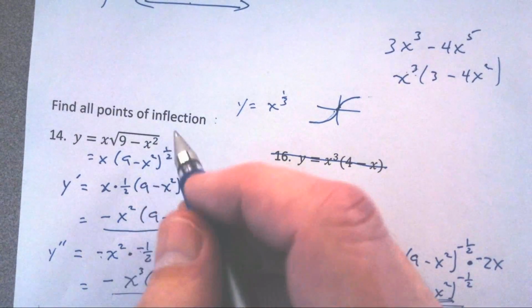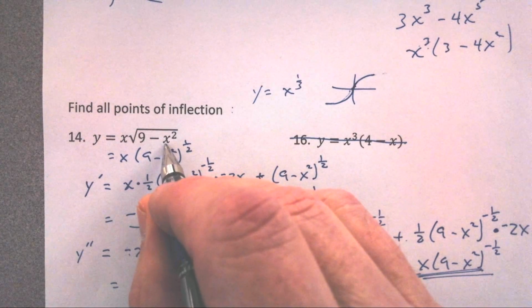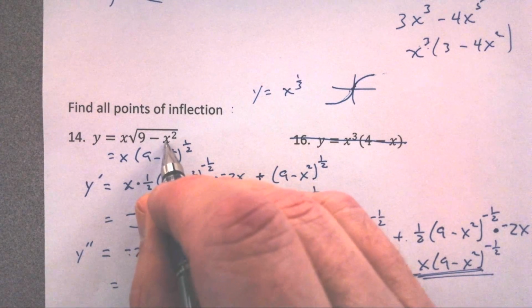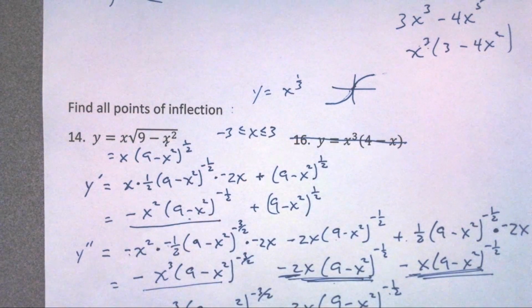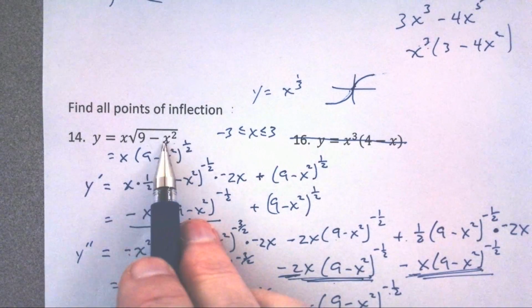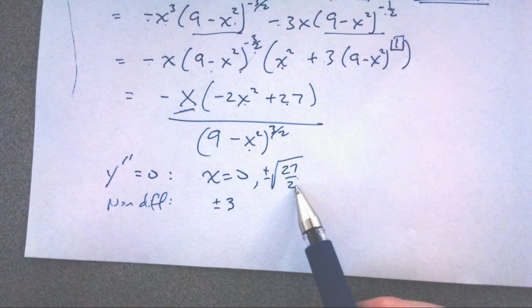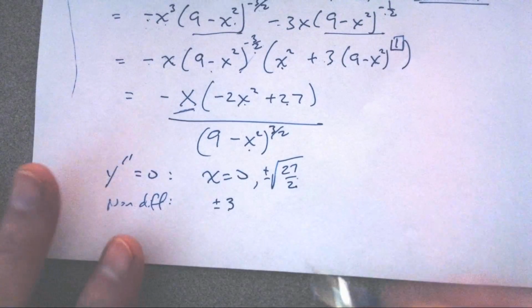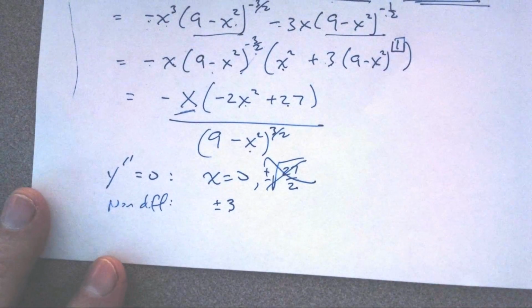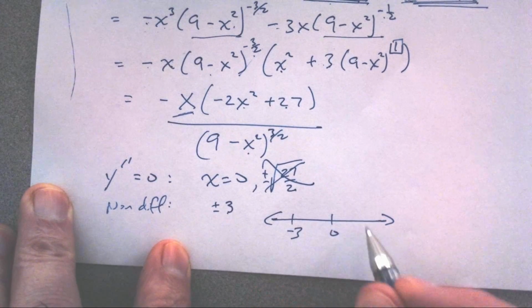We could go back up to the very original here and talk about endpoints. Is it pretty clear that 3 is about the limit of how big I can get? Negative 3 less than or equal to x less than or equal to 3. Right? Here's good news. 27 halves is 13.5. The square root of 13.5 is more than 3. That's outside of our boundaries. So what do I need? Negative 3, 0, and 3.